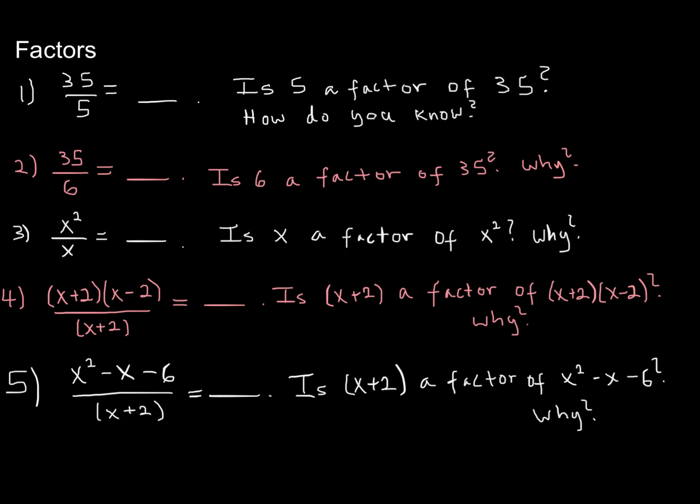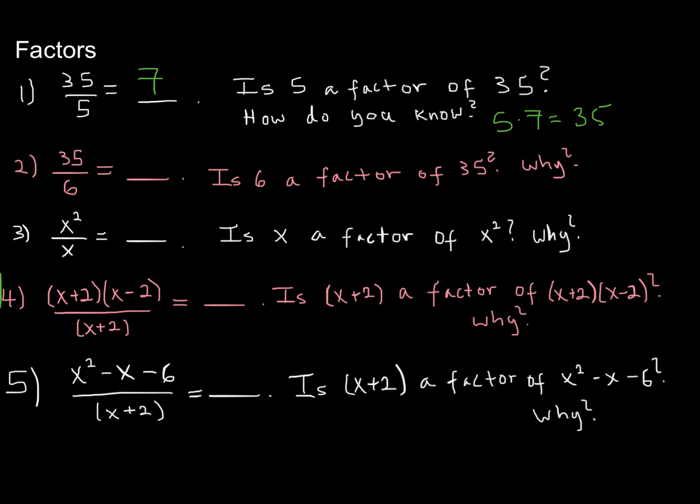So let's start with 35 divided by 5. That is 7. And that tells you that 5 is a factor of 35. Why? Well, because 35 has 7 5s in it. It has a whole number of 5s in it. In other words, we can write 5 times 7 equals 35.